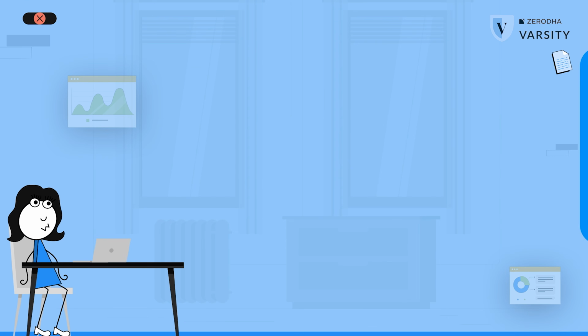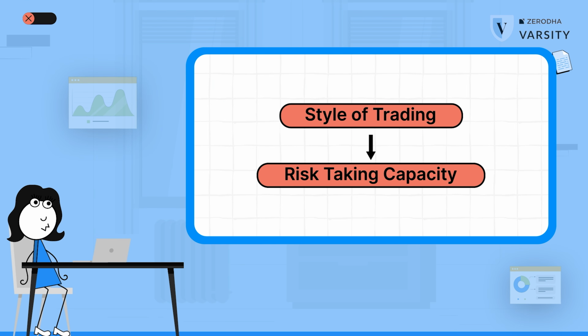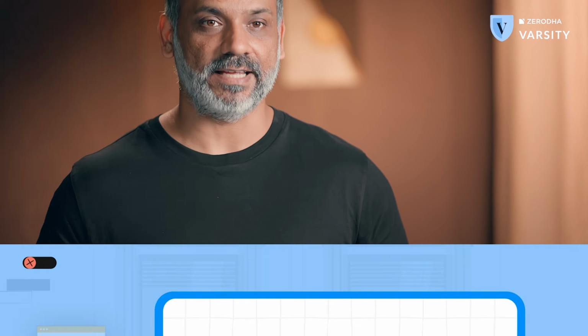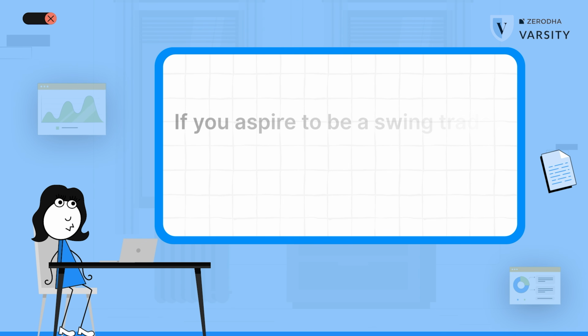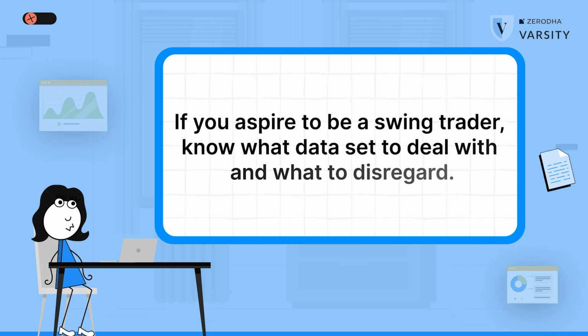So do spend some time trying to figure out what sort of a trader you are. Define your trading style based on your risk-taking capacity, and simply don't try to copy others. And after you define your trading style, it is also important to understand what time frame data you will start tracking. For example, if you aspire to be a positional trader, know what data set to deal with and what to disregard. Define your entry, exit, and profit booking criteria, and don't get swayed by external noise.